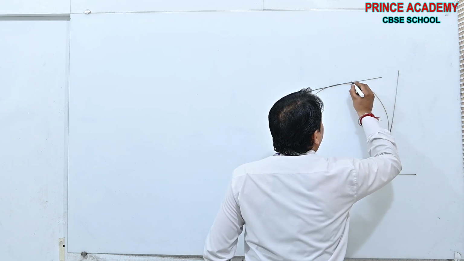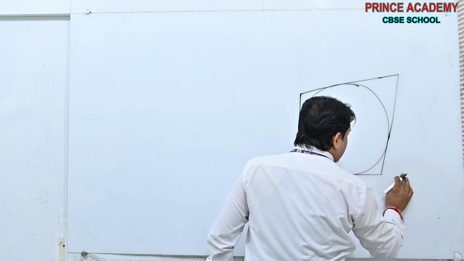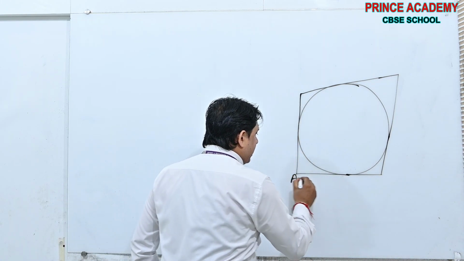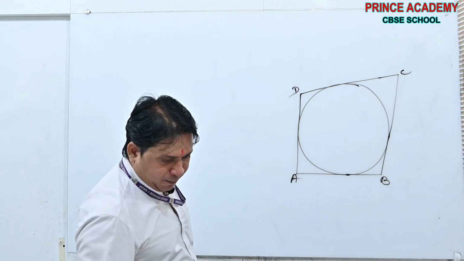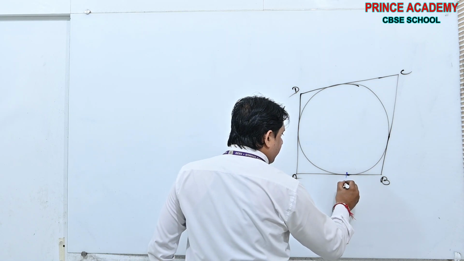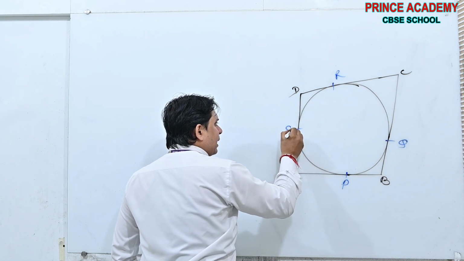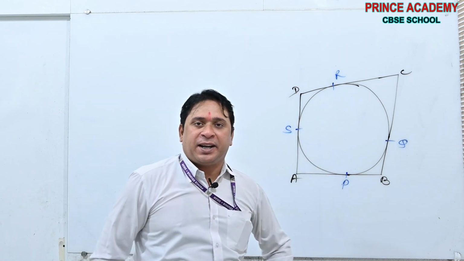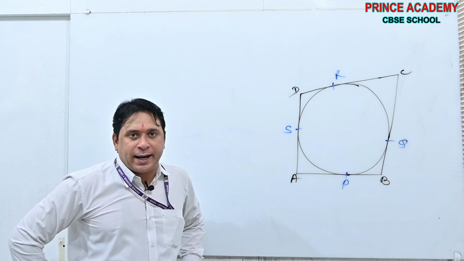Here it is given like this. A figure is given like this. ABCD is a quadrilateral and PQRS are the points of contact.